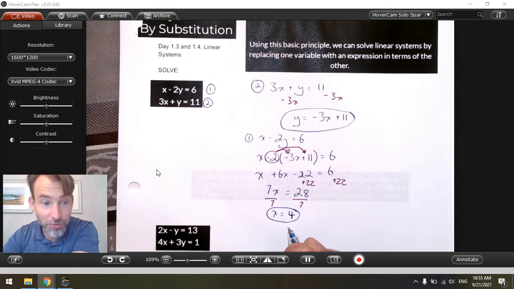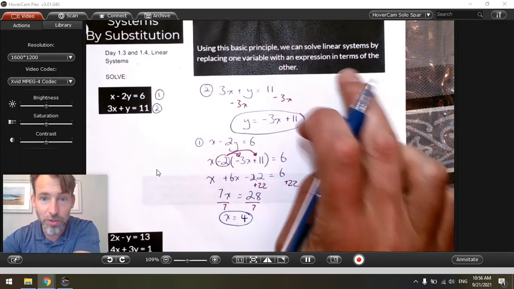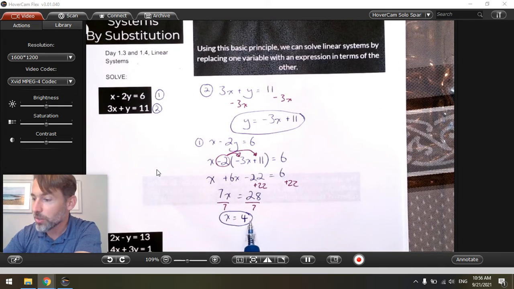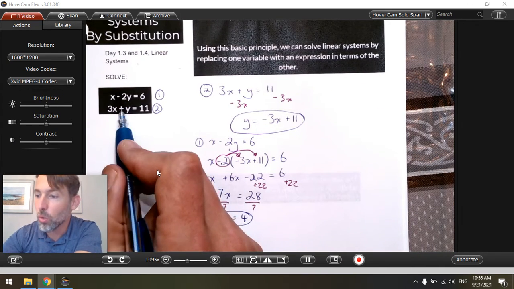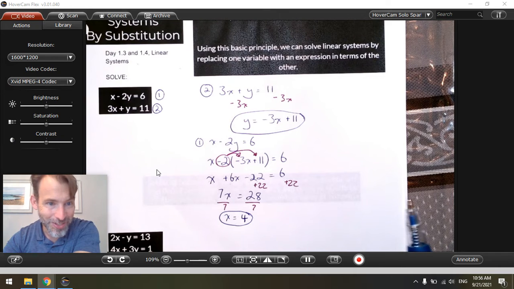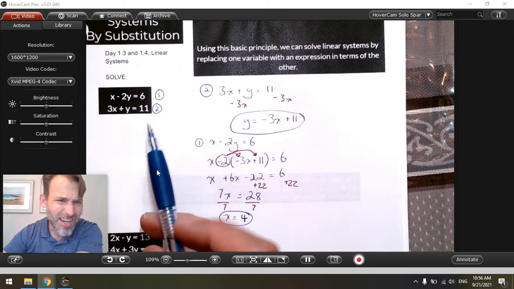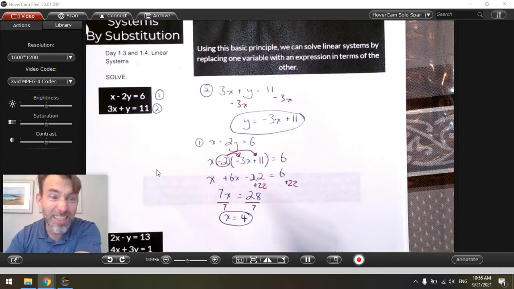The other half of your answer, you'll remember, is going to be a y coordinate. So let's go ahead and we'll work over here. What we're going to do now is substitute x into this equation or that equation. And then we can solve. We can choose either one. I think the second one is going to be a little easier.